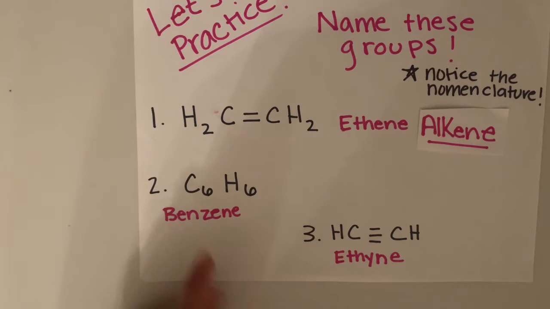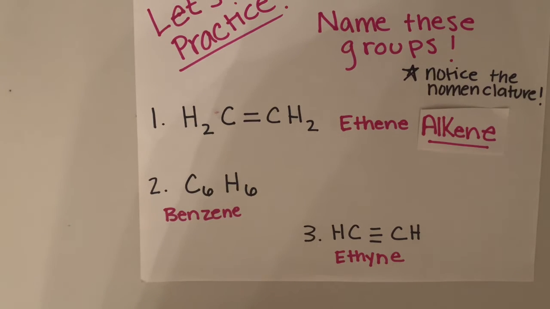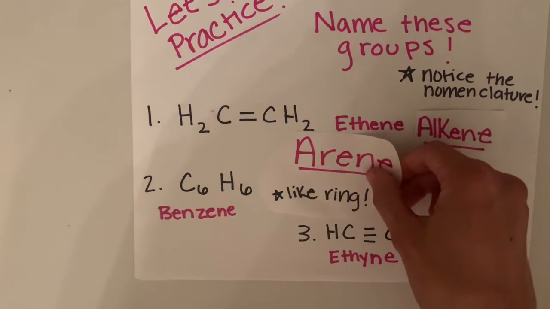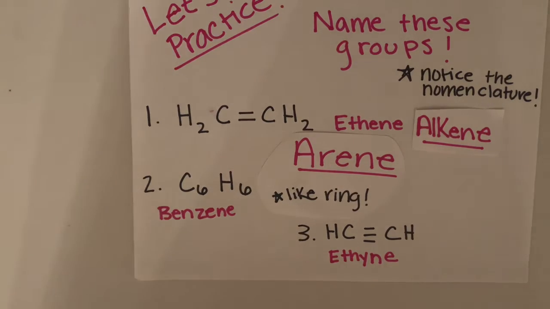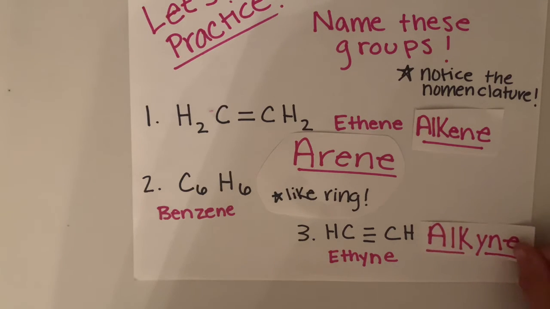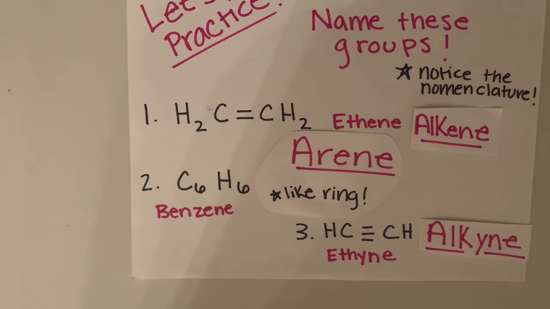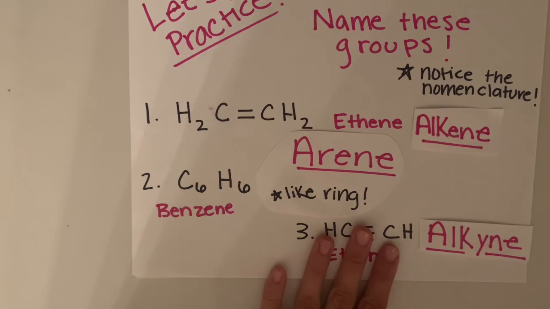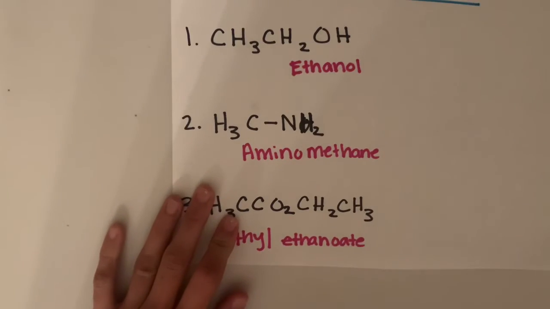The next we're going to look at is C6H6, and it's a benzene. So paying attention to the nomenclature, we know it's an arene, like a ring, remember? And the last one we're going to look at has a triple bond, and we know that it is an ethyne, so we can know that that one is an alkyne. Always pay attention to the nomenclature. It's very important.